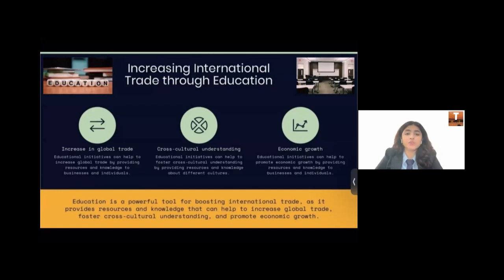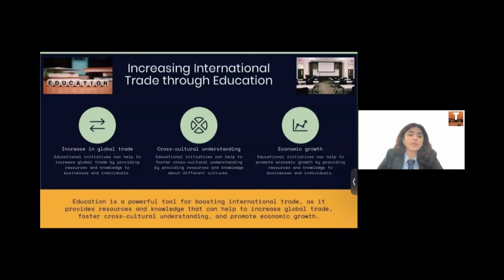Increasing international trade through education. So we were talking about how education is very helpful in terms of strengthening Indian businesses. So how increasing international trade through education can be beneficial or helpful.